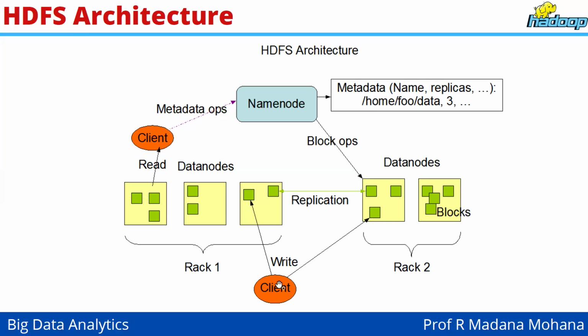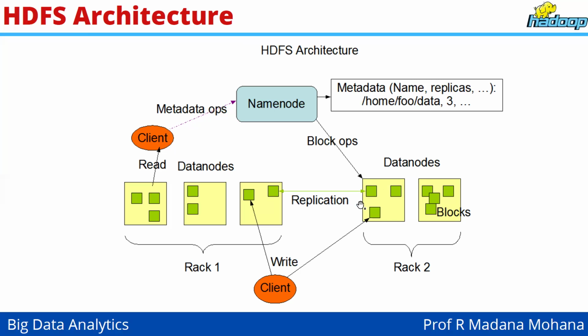Here you can see a client interacting with rack 1 through write operation. Similarly for rack 2 also. Then the name node consisting of metadata: name, replications, etc. Then the name node interacts with data nodes through block operations.